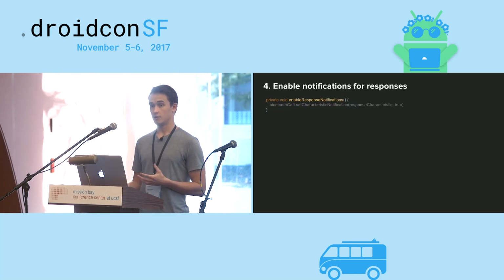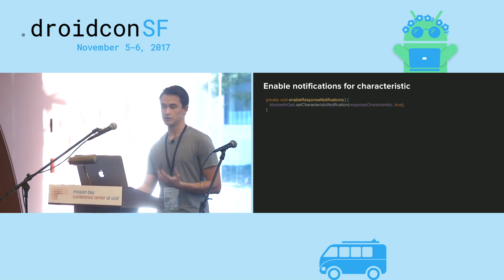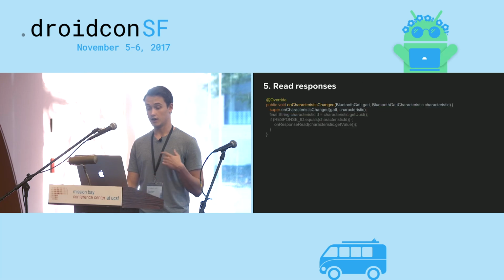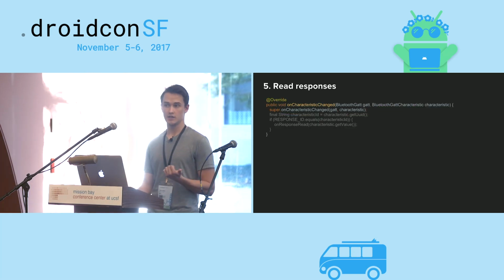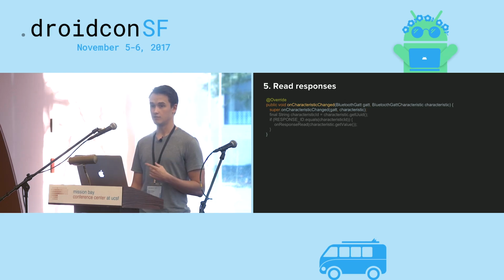To get responses from the amp, we then need to enable notifications for responses. To do that, we take another characteristic, which is separate from our write characteristic. It's called the response characteristic, and we enable notifications for those responses. And so we'll start getting callbacks in this onCharacteristicChanged method, which is part of the default Bluetooth GATT callback class. Every single time that the amp changes that characteristic, we'll get a callback in this method.